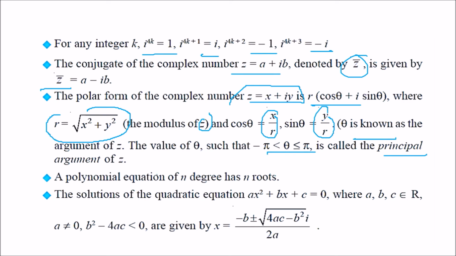A polynomial equation of degree n has n roots. We have also talked about the quadratic equation ax square plus bx plus c. If b square minus 4ac, that is the discriminant, is less than 0, then we have a solution. Earlier we thought that it won't have any solution, but now it has a solution. So this is the solution.